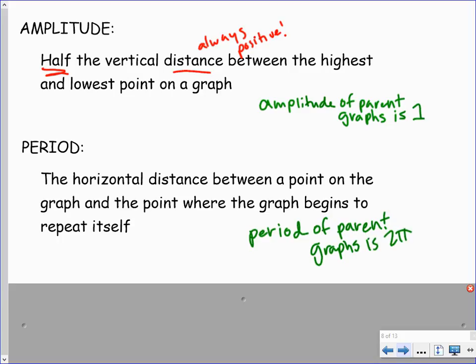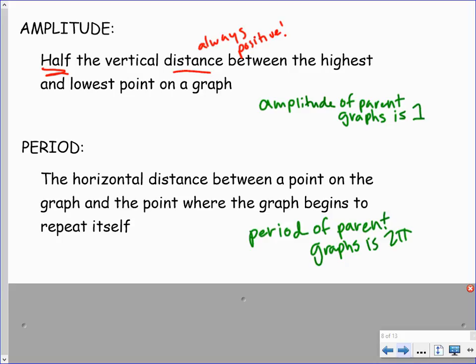Just take a quick moment to think to yourself, why is that? Why is the period one cycle 2 pi? Because that's one revolution of the unit circle, right? And then when you get right back to 2 pi, you just start repeating yourself as you go around the circle. So one revolution of the unit circle is one period.